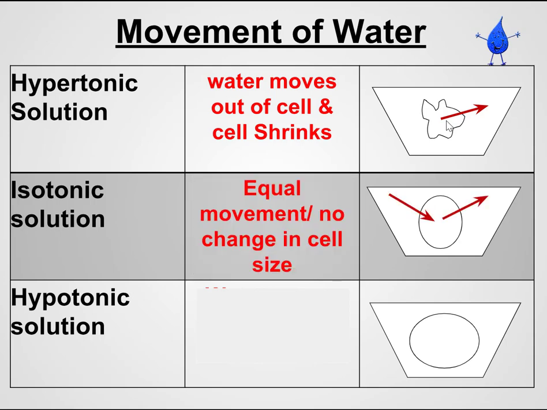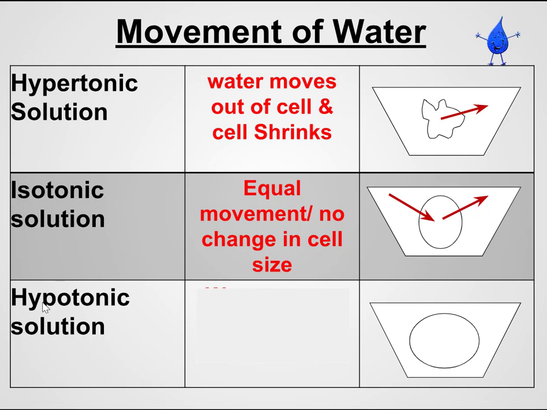So with isotonic solution, we have equal movement. Water is going to be moving in and out equally. So that means that there is an equal amount of dots on the inside and an equal amount of dots on the outside, okay? And water is just flowing in and out. This is where we want our cells to be constantly, okay? So when this happens, there's no change in size.